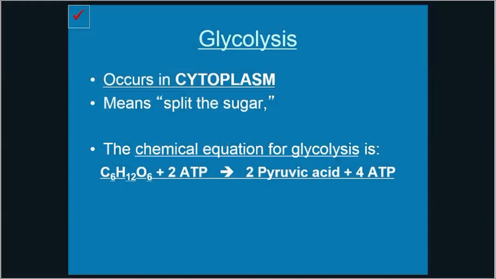And the chemical equation for glycolysis is that you start with one molecule of glucose and add in 2 molecules of ATP. You need a little bit of energy to get this reaction started. And basically, through the process of glycolysis, we take that glucose, which is a 6-carbon molecule, and break it into 2 pyruvic acids, which are both 3-carbon molecules. So you break it in half into 2 pyruvic acids, and in the process, you make 4 units of ATP. So when you put 2 in and you get 4 out, your net gain of ATP is 2.